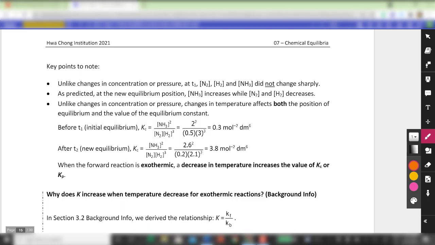So in this case, for the exothermic reaction, because the position of equilibrium shifts to the right, the value of Kc actually bumps up. That's the nature of a temperature dependent variable. So remember this: the drop in temperature will increase the Kc and Kp value. The increase in temperature will be the reverse, because the position of equilibrium will shift to the left. It will be reactant heavy, so Kc and Kp will drop.